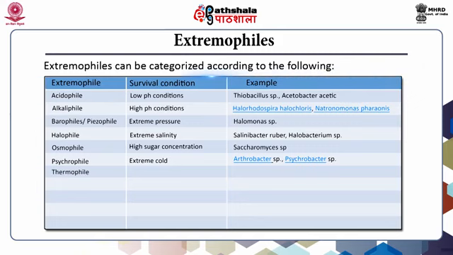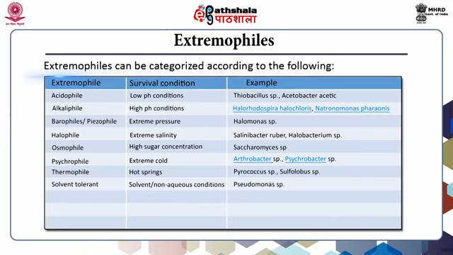Coming to thermophiles, these are the microbes that grow well in hot springs. Examples: Pyrococcus and Sulfolobus species. Another group are the solvent tolerant microbes. These microbes grow in the presence of solvents or in non-aqueous conditions, and Pseudomonas is a wonderful example for this group.